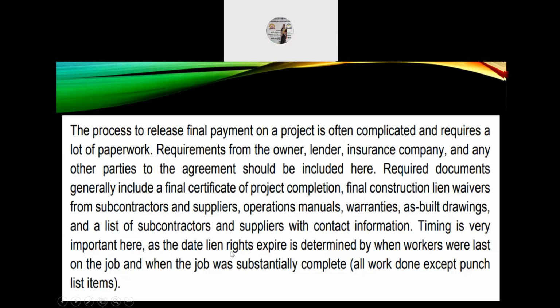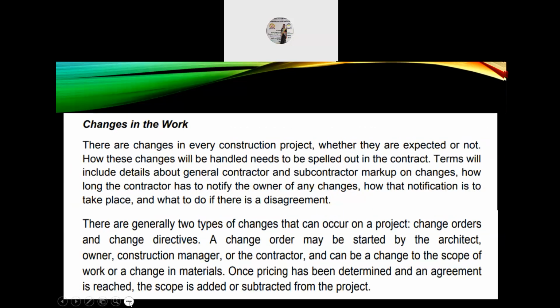Timing is very important here, as the deadline when lien rights expire is determined by when workers were last on the job and when the job was substantially complete. That is all work done except the punch list items.